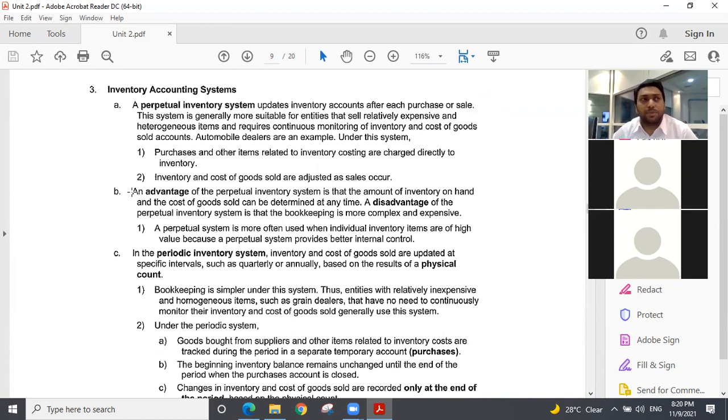An advantage of perpetual inventory system is that amount of inventory on hand and cost of goods sold can be determined at any time. Okay, and the thing is that even though you get the correct value of inventory from the system, you do stock taking. Why? Just for checking whether there is any variation.